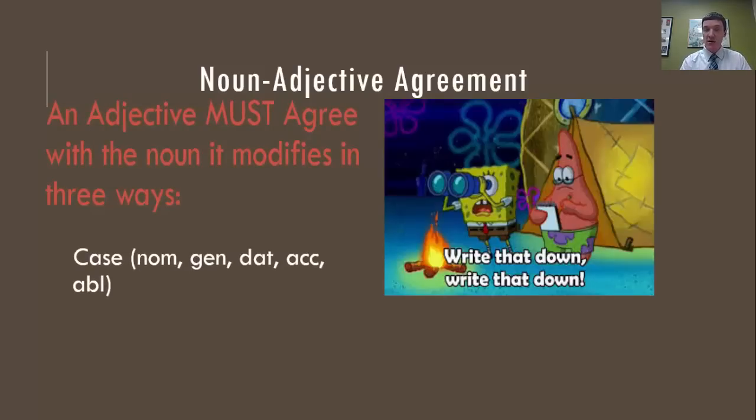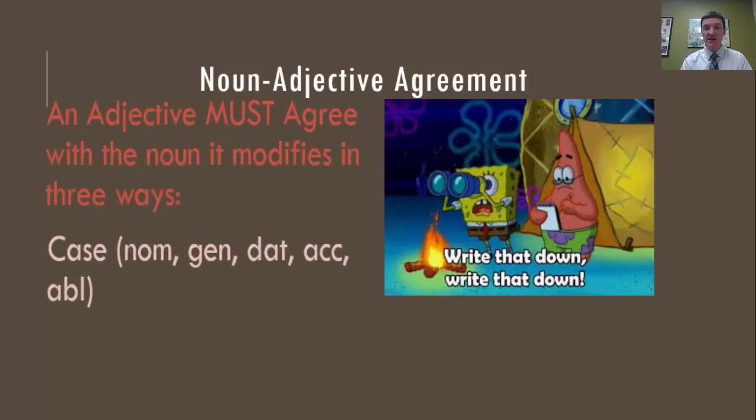First, case. Whatever case your noun is, the adjective has to be the same case. That's how you identify what the adjective is modifying. You look for something that's the same case. So nominative, genitive, dative, accusative, ablative.